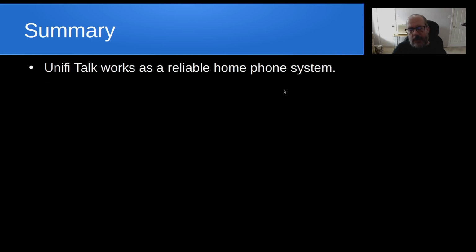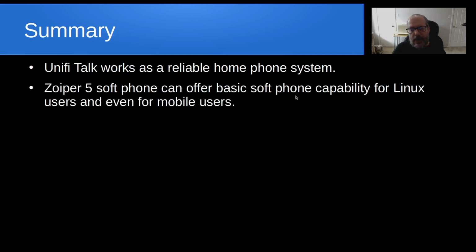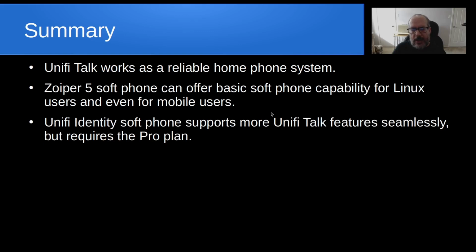So in summary, Unifi Talk works as a reliable home phone system. And Voiper 5 soft phone can offer some basic soft phone capability for Linux users and even for mobile users if you prefer. It just doesn't make some things like reading voicemail quite as simple as it would be using the Unifi Identity soft phone. And so Unifi Identity soft phone supports more Unifi Talk features seamlessly, but again, it requires that more expensive Pro plan. And inbound SMS is supported.